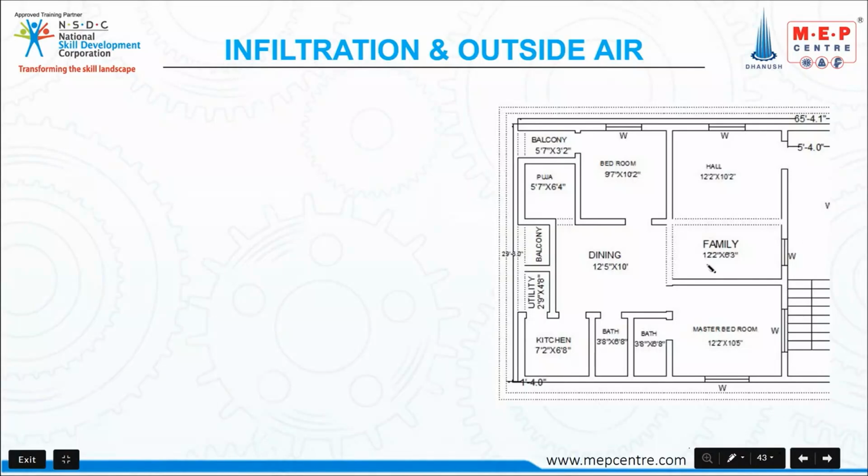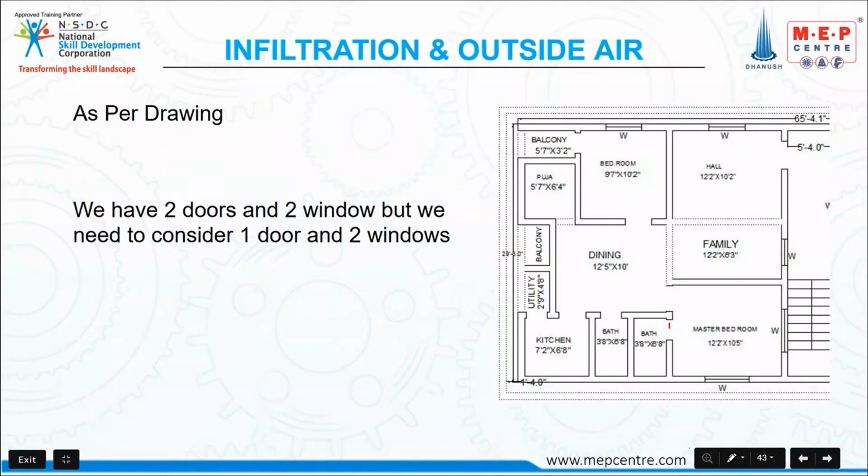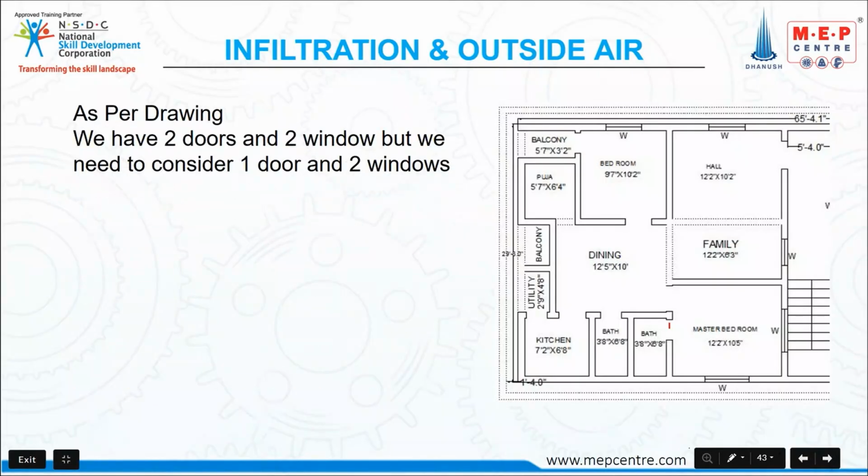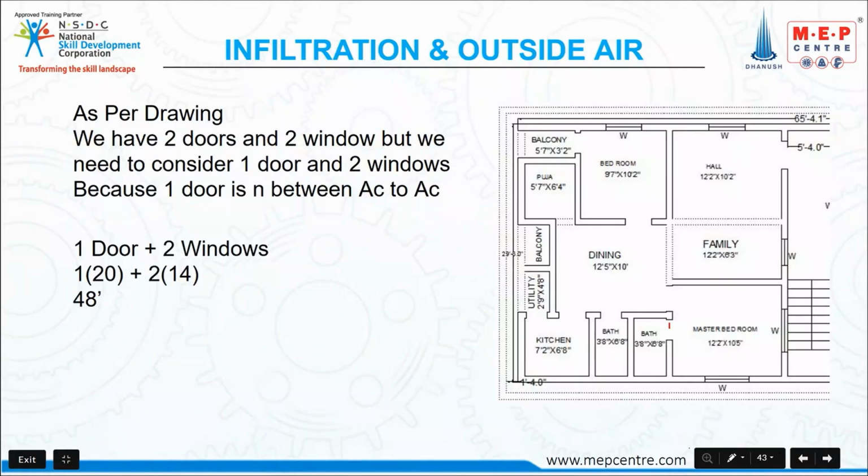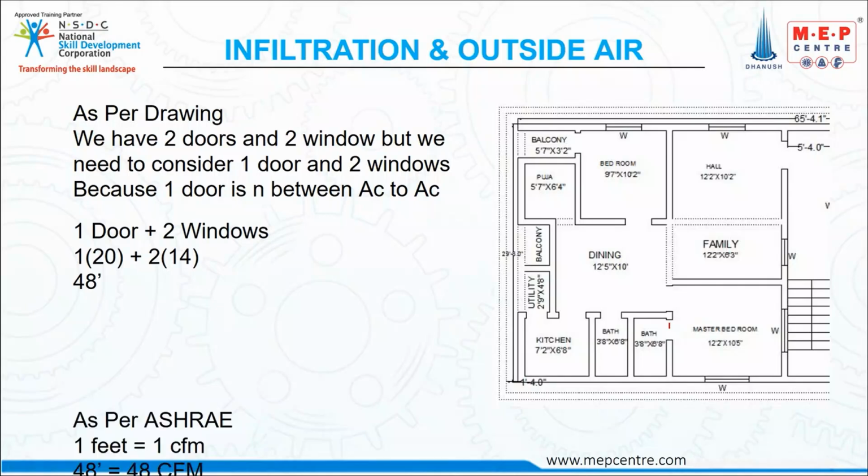How many doors and how many windows are there here? 2 doors, one door here, one door here, and 2 windows. Exactly how many doors and windows do we need to consider? We need to consider 1 door and 2 windows. And this door is in between, the dining AC is in the middle, which is 0 again. So we have 2 doors and 2 windows, and we need to consider 1 door and 2 windows. So 1 door and 2 windows is 48 feet.